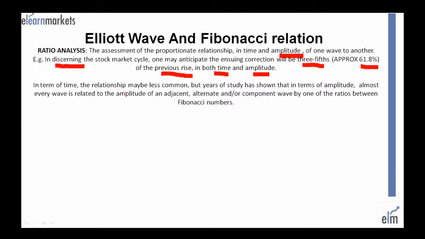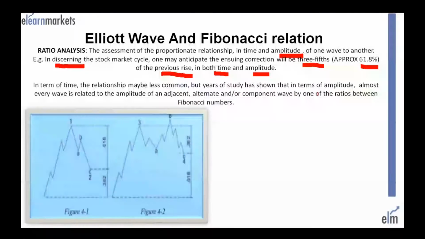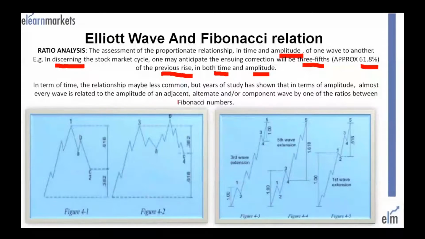In terms of time, the relationship may be less common, but years of studies have shown that in terms of amplitude, almost every wave is related to the amplitude of an adjacent, alternate, or component wave by one of the ratios between Fibonacci numbers.